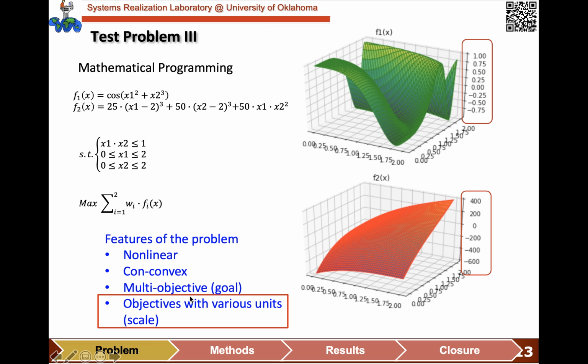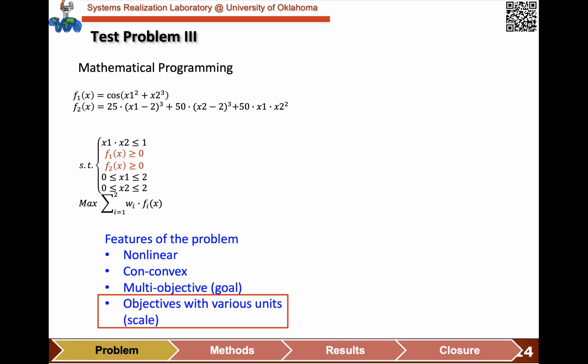So we manage one more complexity, that is the objectives with various units or different scale. We visualize the two objectives, and the achieved value of the objectives vary a lot. For the first objective, it never exceeds 1. For the second, it's from minus 600 to positive 400. So it's a very interesting design problem.